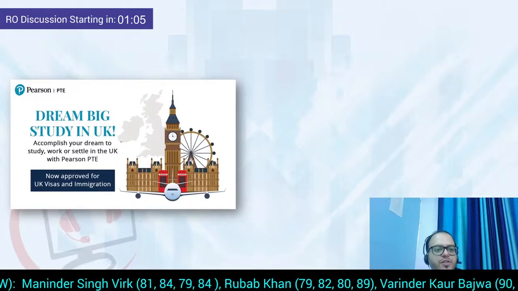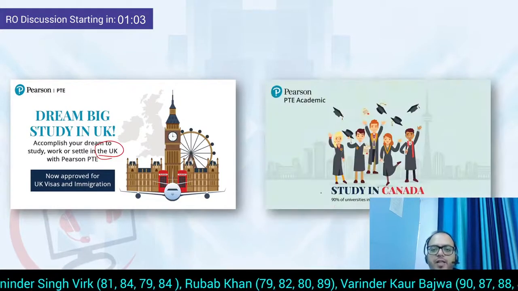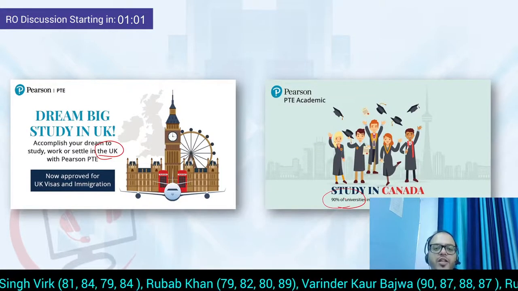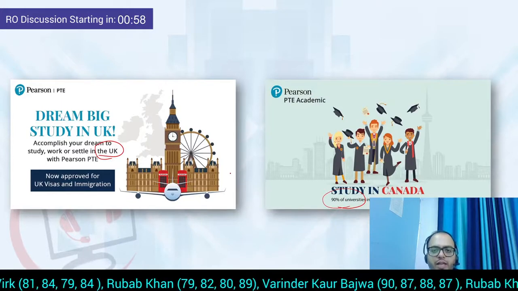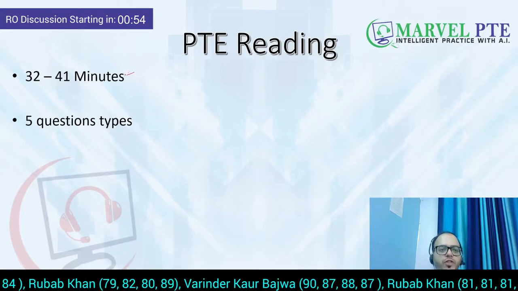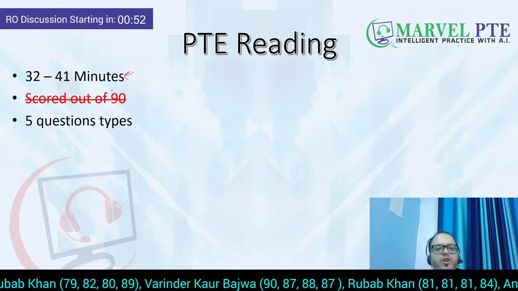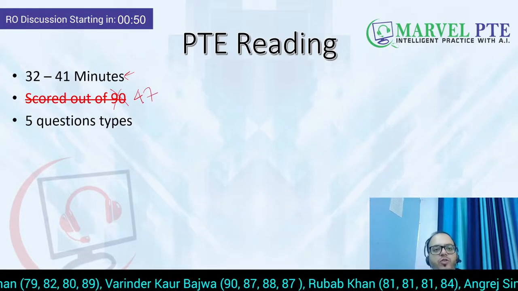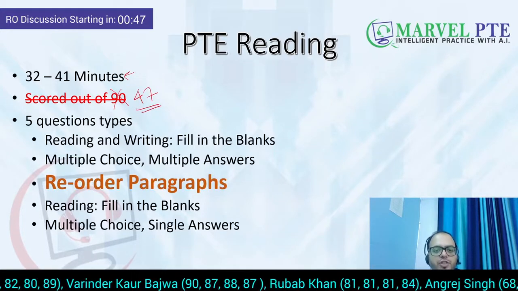Now, first things first, PTE is accepted in the UK as well as Canada. So you can achieve your dream of studying in UK or Canada through PTE. And PTE reading is of 32 to 41 minutes. It is not scored out of 90. It is scored out of 47 marks. And the 5 question types are these.